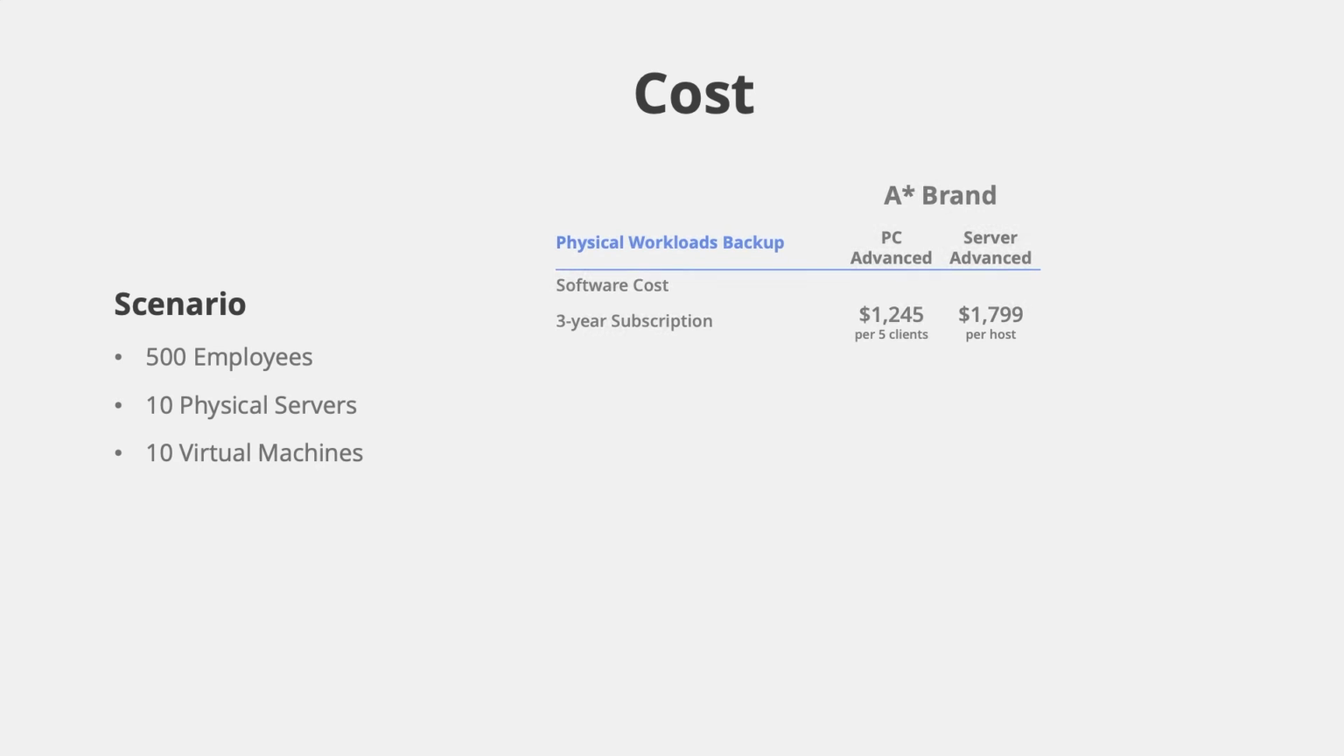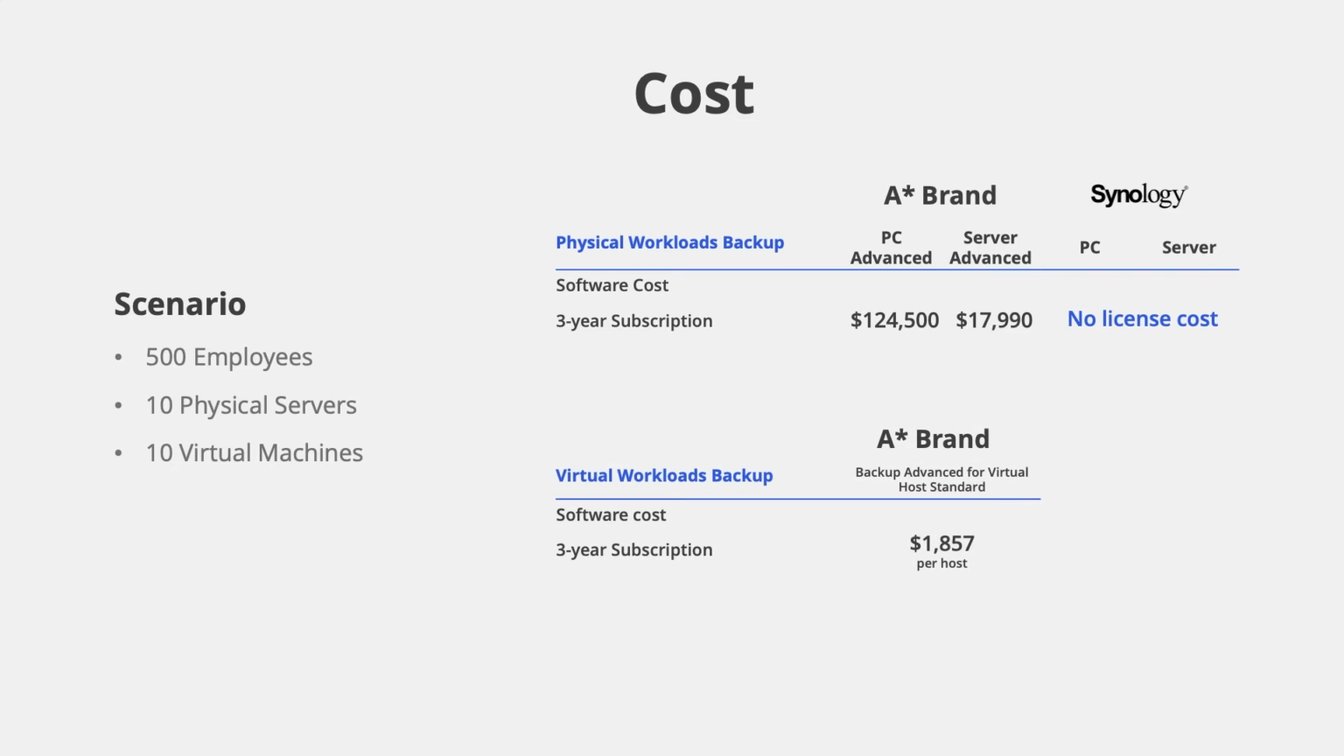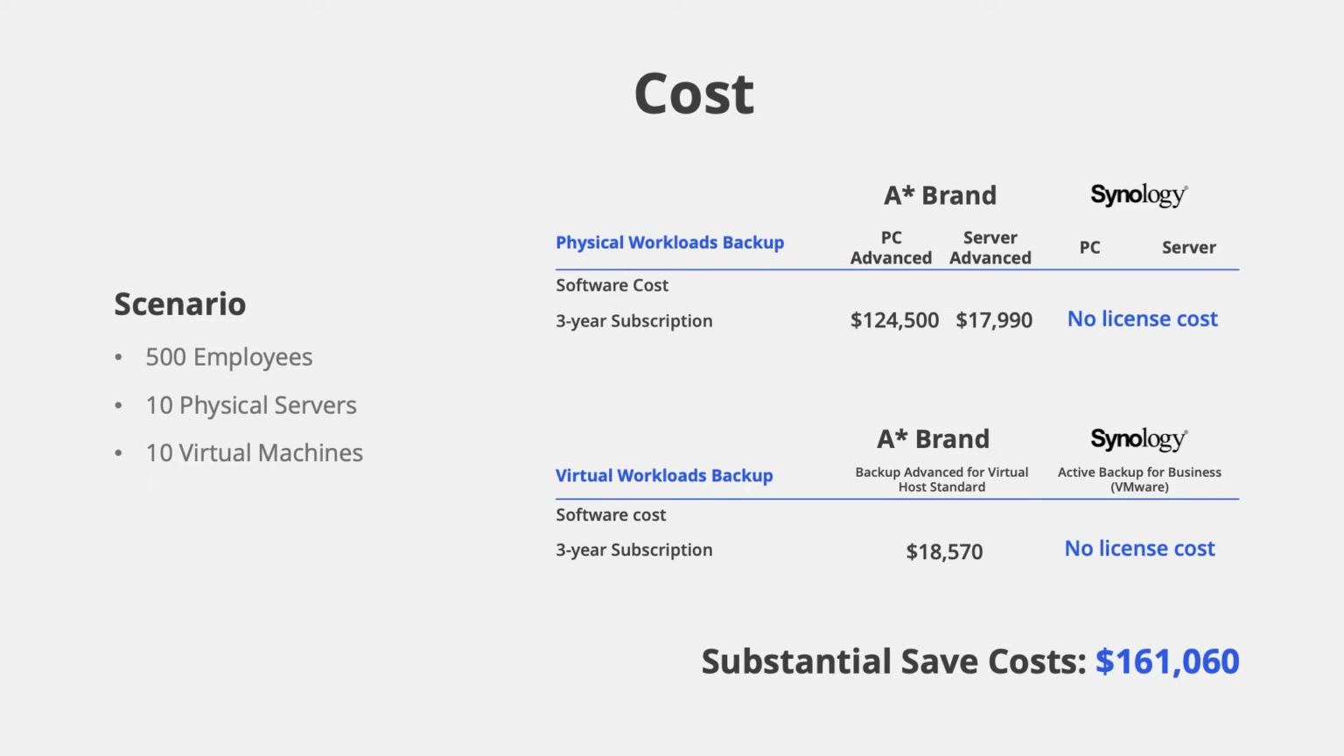For physical backups, any brand of backup solution will cost over $120,000 just for the PCs and nearly $18,000 to back up the servers, whereas it is free to do so with ABB. Additionally, if you look at virtual machine backups, it will cost over $18,000 to back up the virtual machines. Again, with ABB, there's no licensing cost. So, for a company of this size, we have easily helped save their budget by more than $160,000, and that is per year.